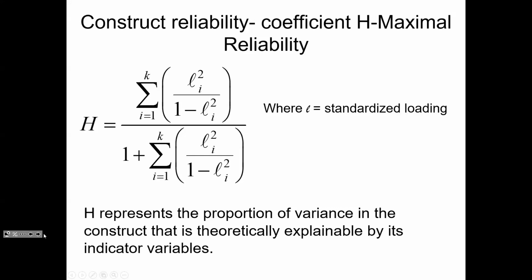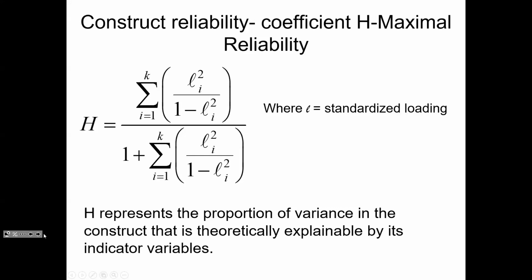And if you think about that formula, obviously, the closer the loading gets to 1, the bigger that term of the squared loading divided by 1 minus the squared loading is going to be, right? So that's one way that this gets bigger. And then you're going to do that for all of the items in the numerator. And then you're going to do the same thing again in the denominator. But notice that in the denominator, it's the same as the numerator plus 1.